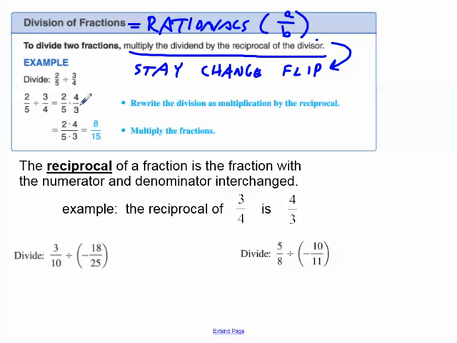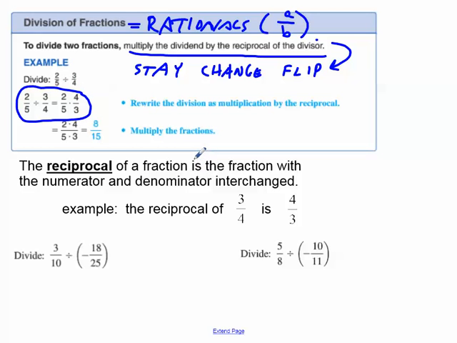We've done multiplication before. 2/5 times 4/3 is 2 times 4 over 5 times 3. And then you look to cancel, reduce, factor, simplify. There's nothing that simplifies here, so 2 times 4 is 8, 5 times 3, 15. Done. But the hardest part is right here. Stay, change, flip. First fraction stays. Change divide to multiply, flip the second fraction.